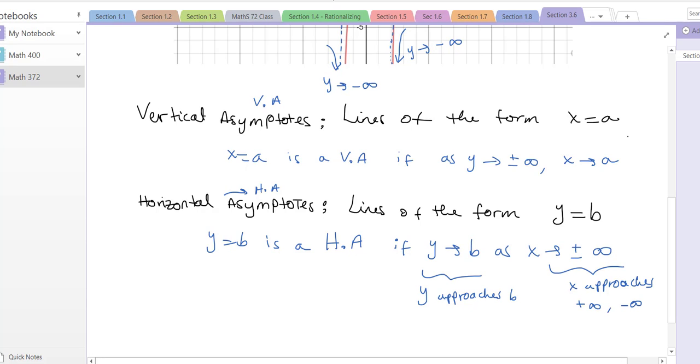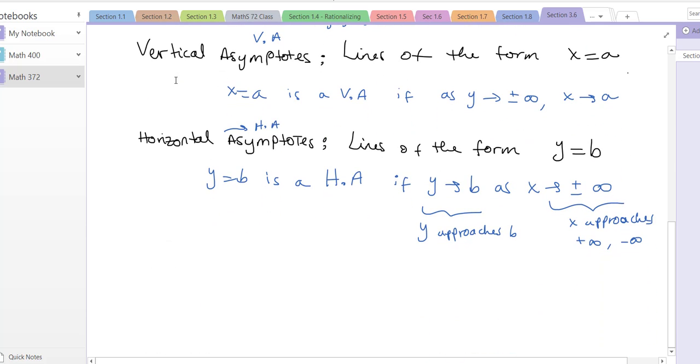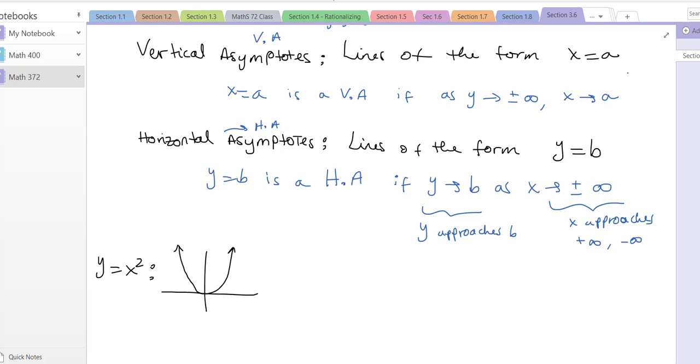So let's look at an example. Horizontal asymptotes can also be considered the end behavior of a graph. In this case, the end behavior is that they are approaching a number. They're leveling off at a particular value, so that's a horizontal asymptote. But if you look at y equals x squared, this doesn't have any horizontal asymptotes because this is a parabola. So when we look at the end behavior, as x goes to positive infinity, y is also going to positive infinity.